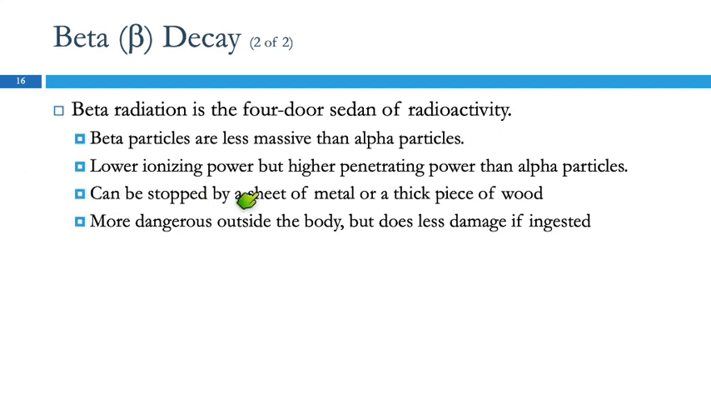Beta radiation can be stopped by a sheet of metal. Paper's not going to stop it, it'll go right through. A sheet of metal or a thick piece of wood can stop beta decay or beta radiation. So this is more dangerous outside the body than alpha particles are, because they penetrate better, right? So they're outside your body and they can get in more easily, but if they're ingested, they're not going to cause as much damage as the alpha particles.